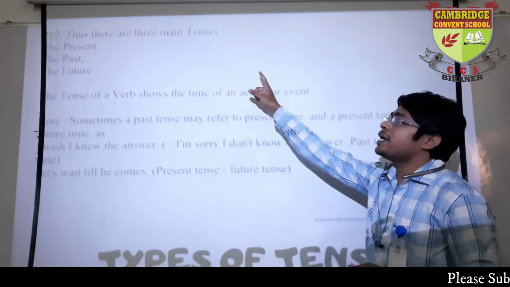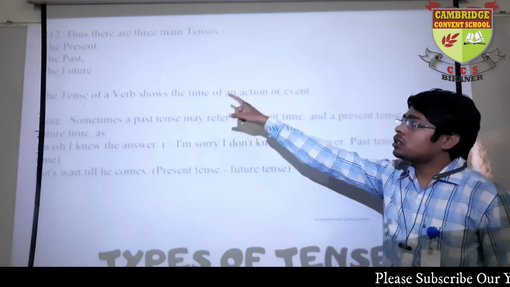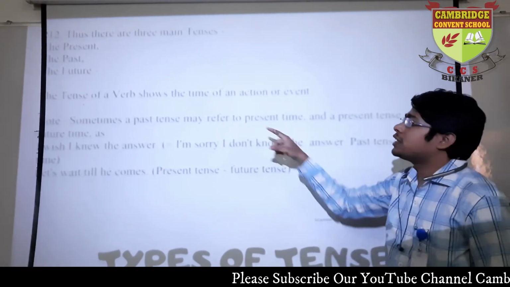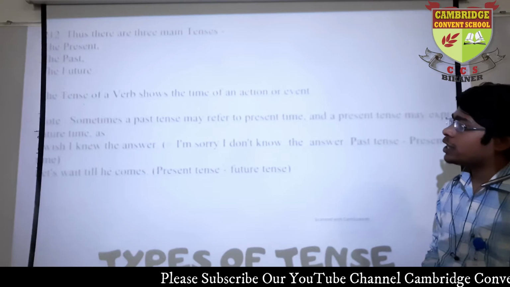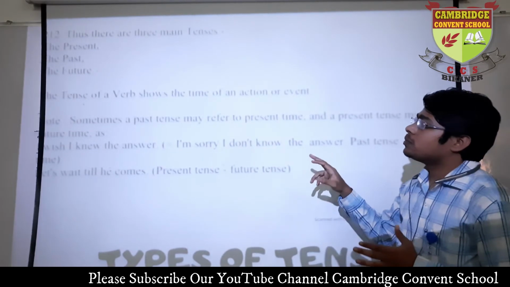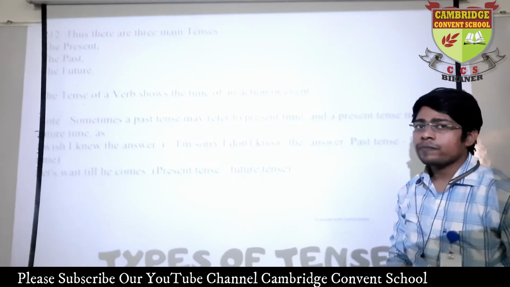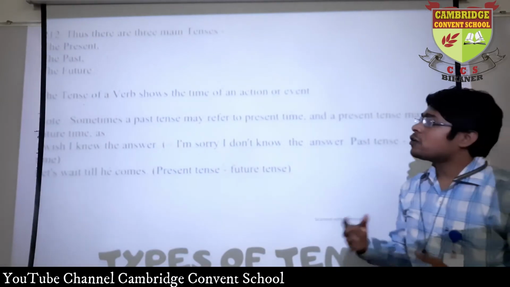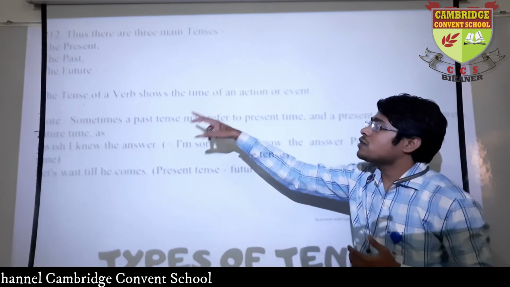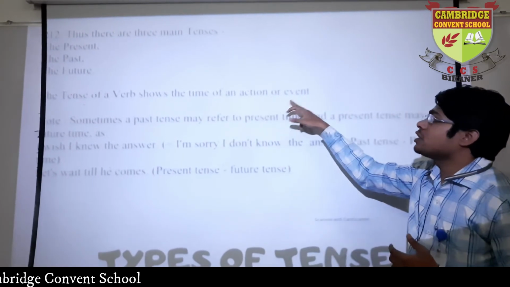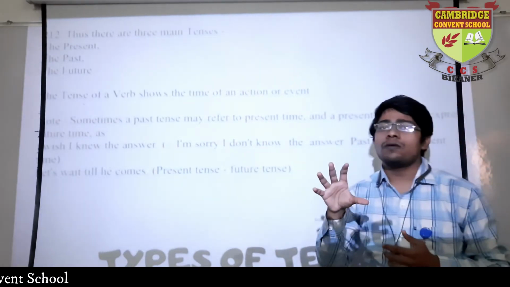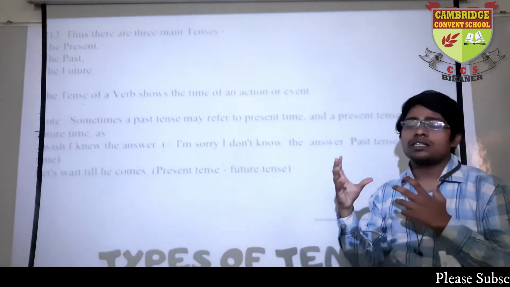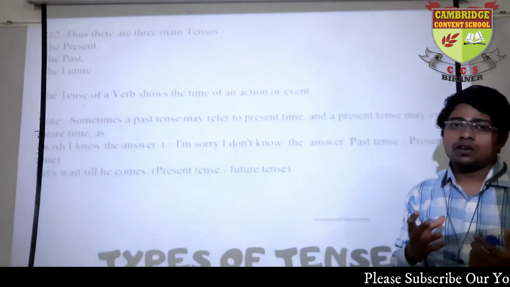Thus, there are three main tenses: the present, the past, and the future. The tense of a verb shows the time of an action or event. So the conclusion is that the tense of a verb shows the time of an action or event. It is a verb form which always shows the time, to identify when the event occurred.